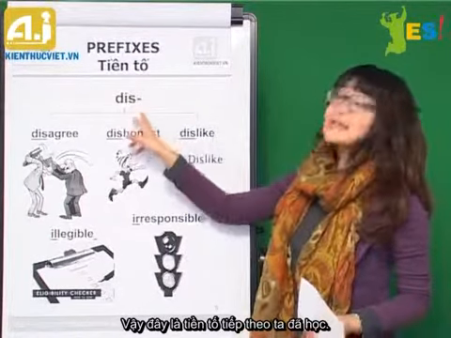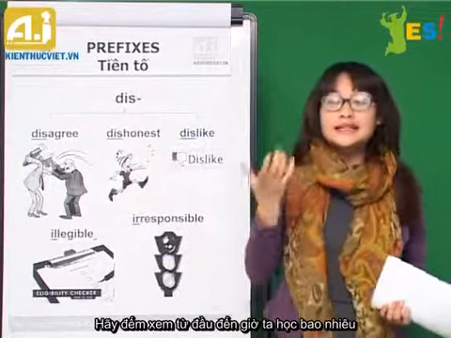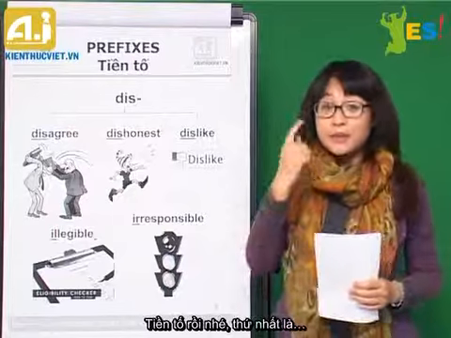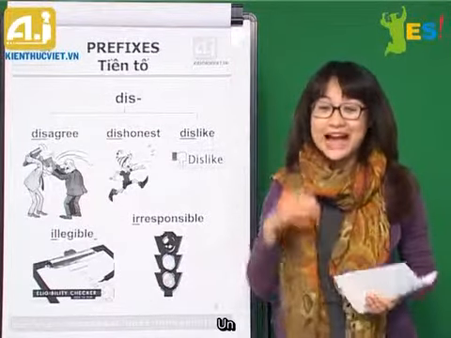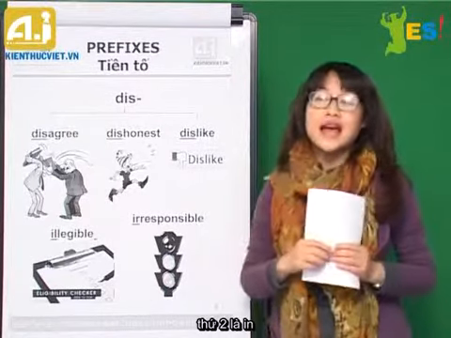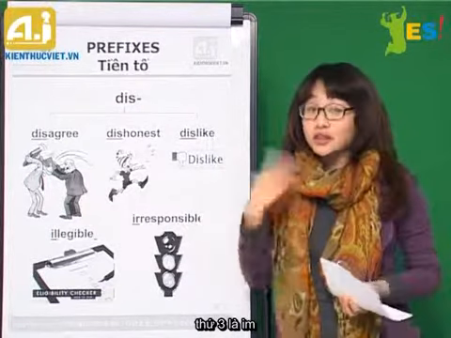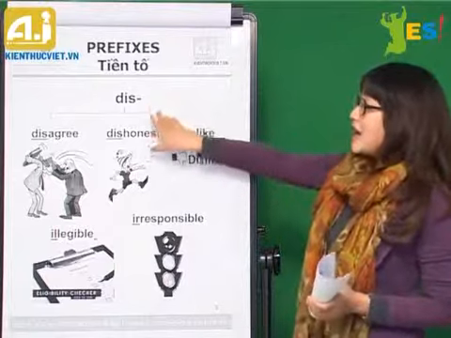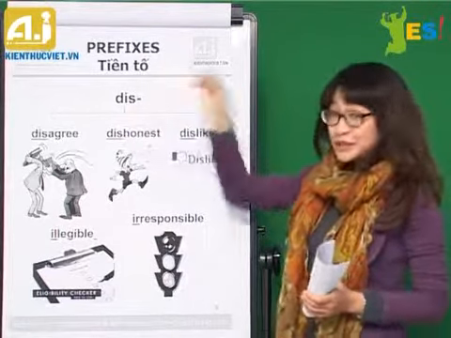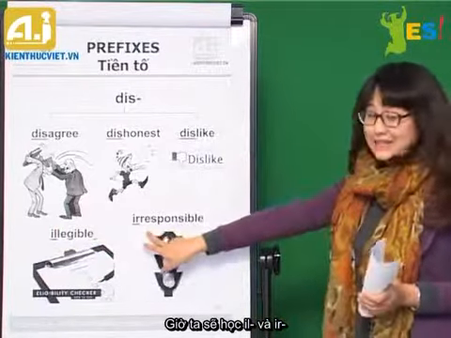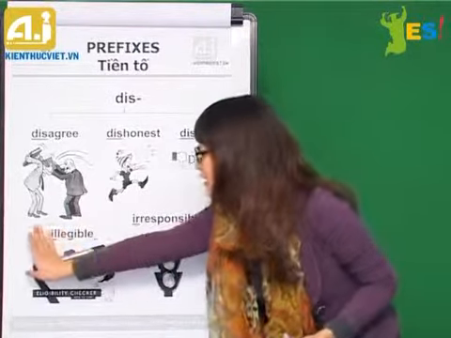So this is the next prefix that we learn. Let's count how many prefixes we have learned since the beginning of the lesson. Number one is, yes, un. The second thing that I mentioned is in. The third one is im. And we have just learned this. So now we move on to another prefix. Il and ir. So let's see.